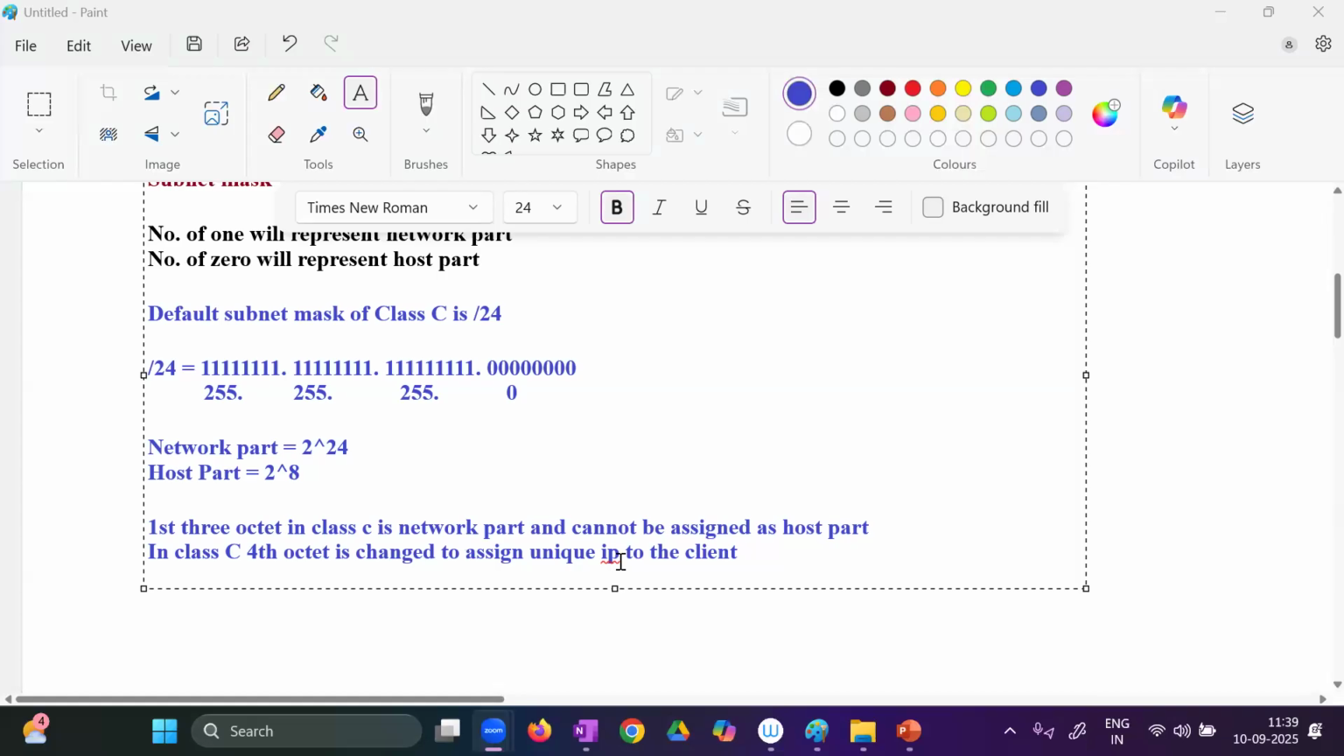So that's why in class C, the first three octets are fixed, and this is the network part. Whereas the last one is what? The fourth octet can be changed, and this is called the host part. So what can be changed? Always you have to remember, network part will not be changed, host part will change. Network part will be changed by whom? Network only, right? Same as we have for class B.